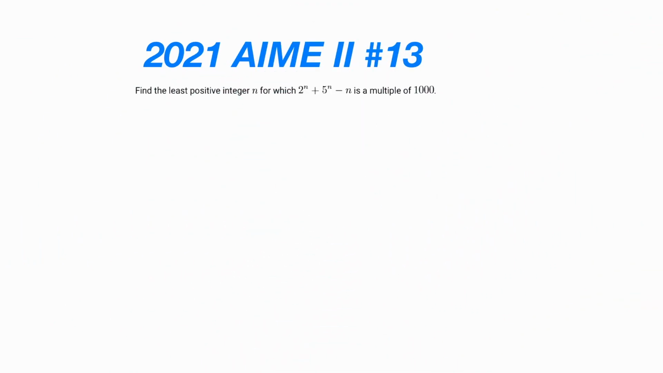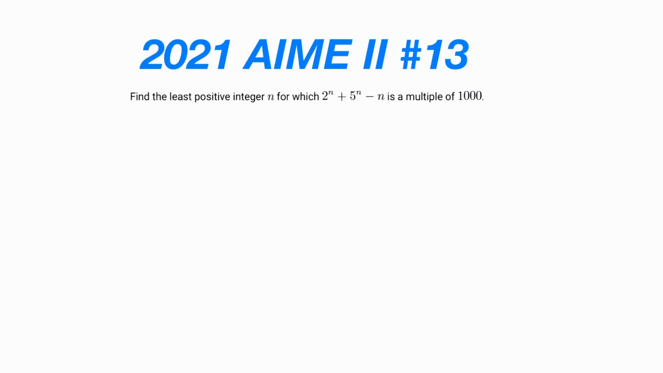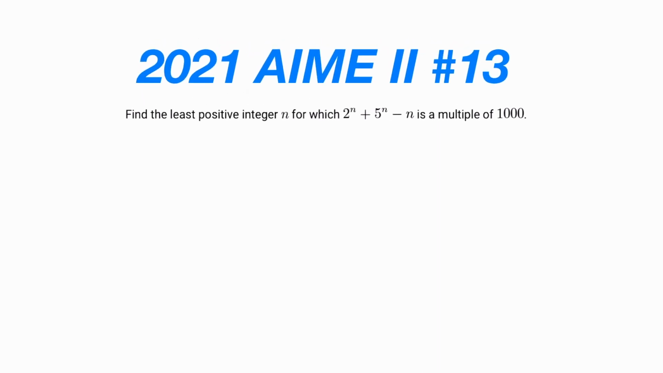In today's episode of Investigation, I'll go over 2021 AIME 2 number 13. It has a really short problem statement. It just says: find the least positive integer n for which 2^n + 5^n - n is a multiple of 1000.